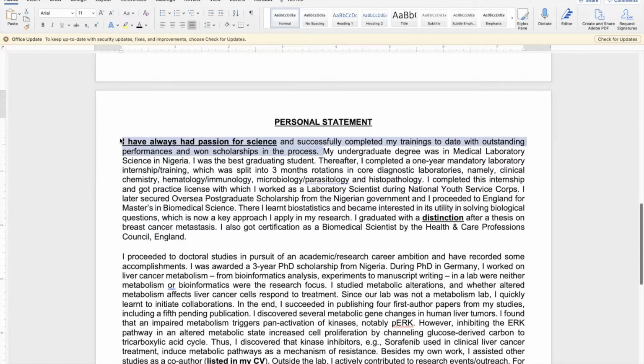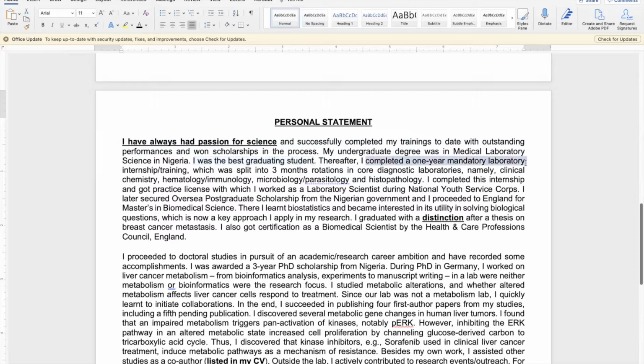You see how the statements are read sometimes. Okay, I went on to say here, my undergraduate degree was in medical lab science in Nigeria. That's an undergraduate degree. I was the best graduate student.